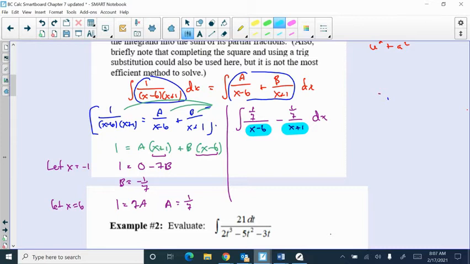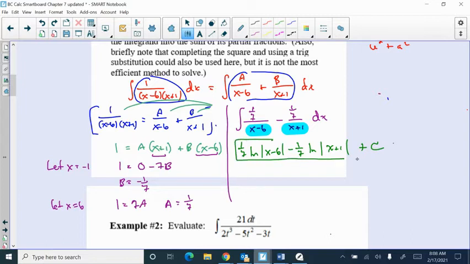But because the coefficient in front of the x is 1, any assignment you make for the u, its derivative is just the x. So if you understand that and see that, then you could jump right to, okay, that's 1/7 the natural log of the absolute value of x minus 6, minus 1/7 natural log of x plus 1, plus C. And you could leave it like this. You could combine them. You could factor out the 1/7.